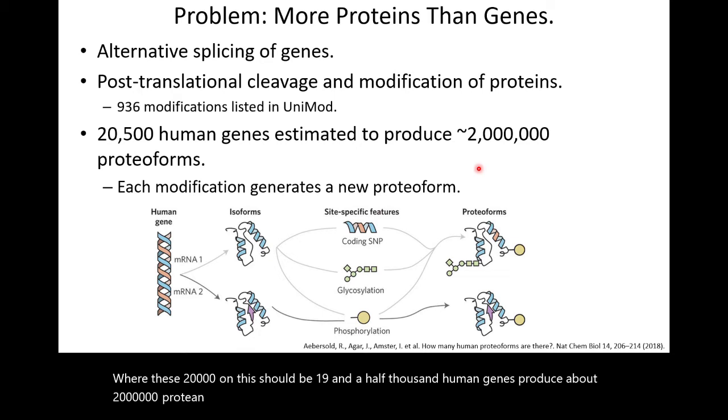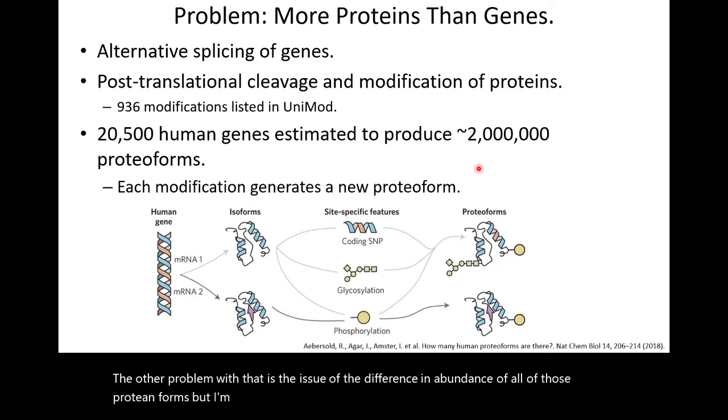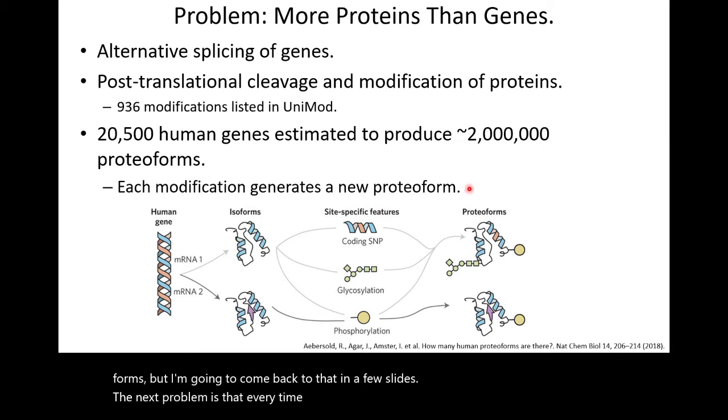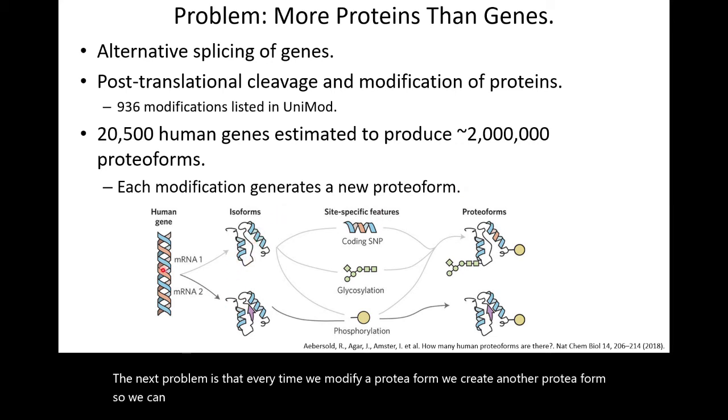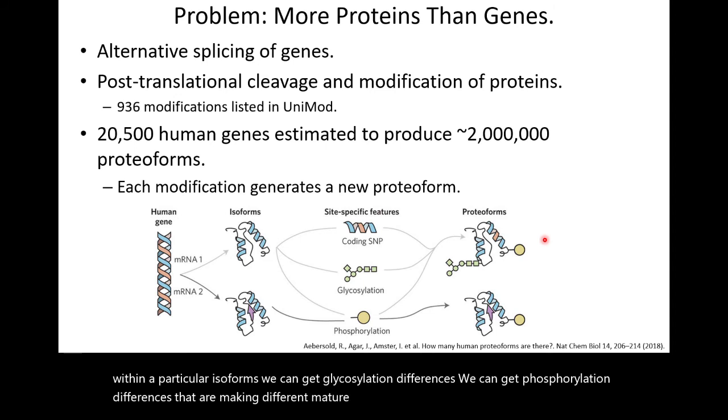The other problem with that is the issue of the difference in abundance of all of those proteoforms, but I'm going to come back to that in a few slides. The next problem is that every time we modify a proteoform, we create another proteoform. So we can have isoforms of the same gene creating different proteoforms, but then within a particular isoform, we can get glycosylation differences, we can get phosphorylation differences that are making different mature proteoforms. And this all has to be dealt with.